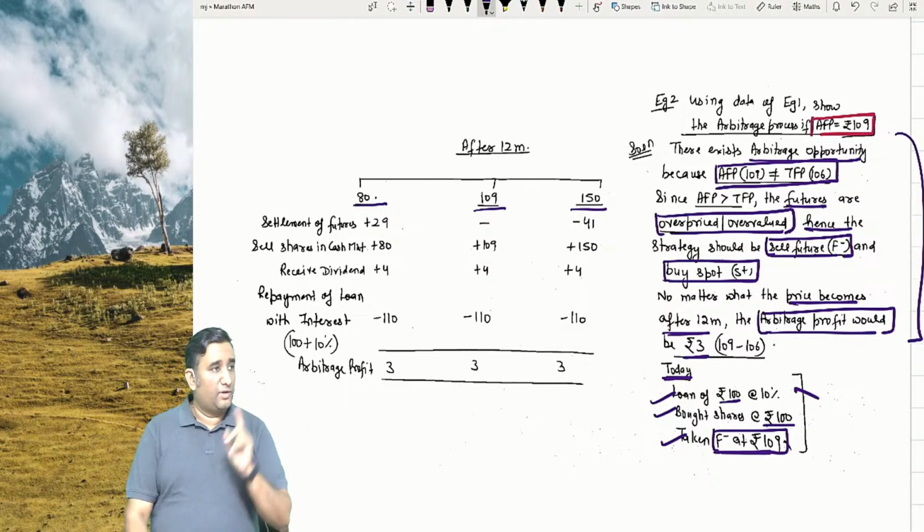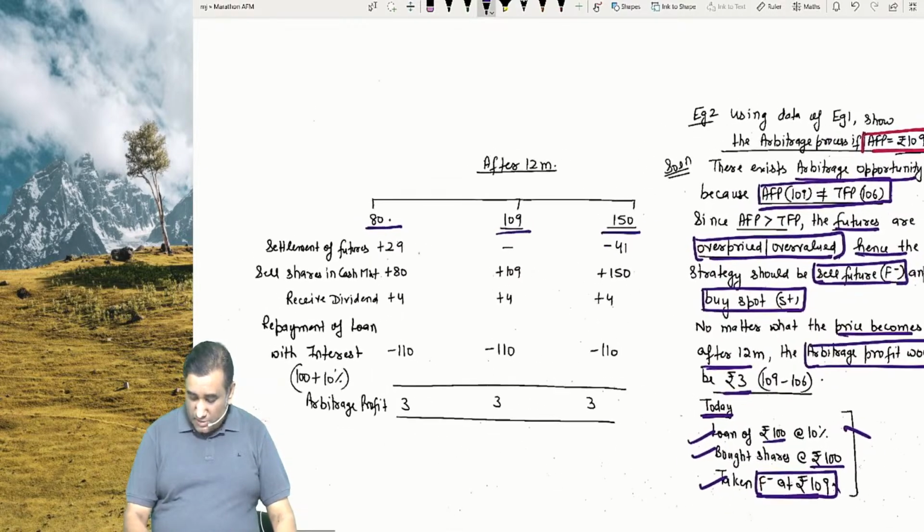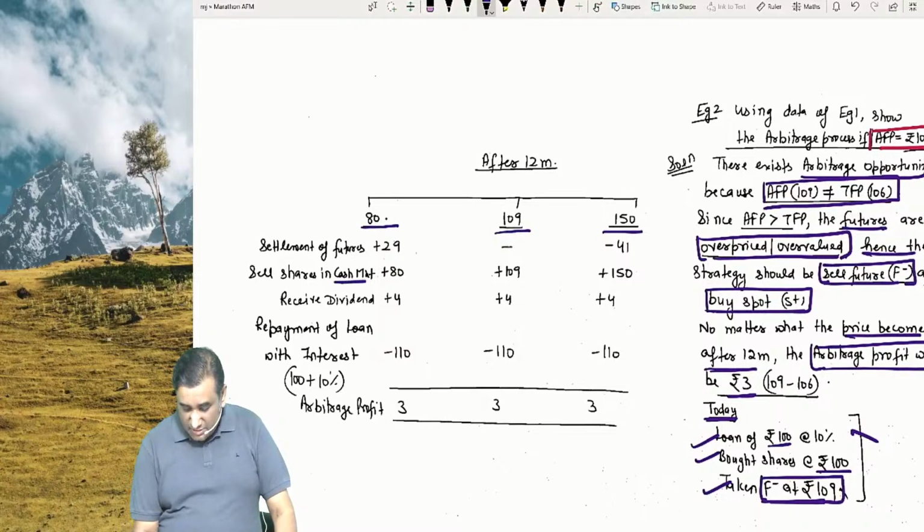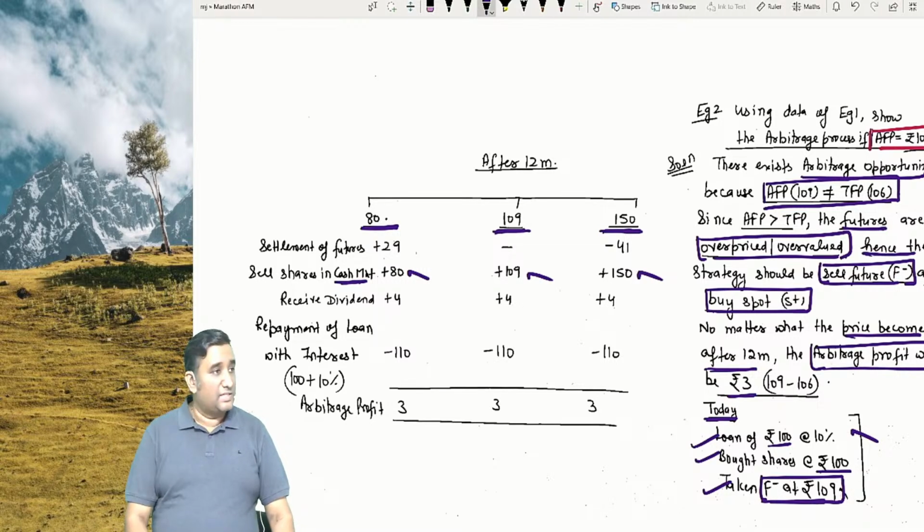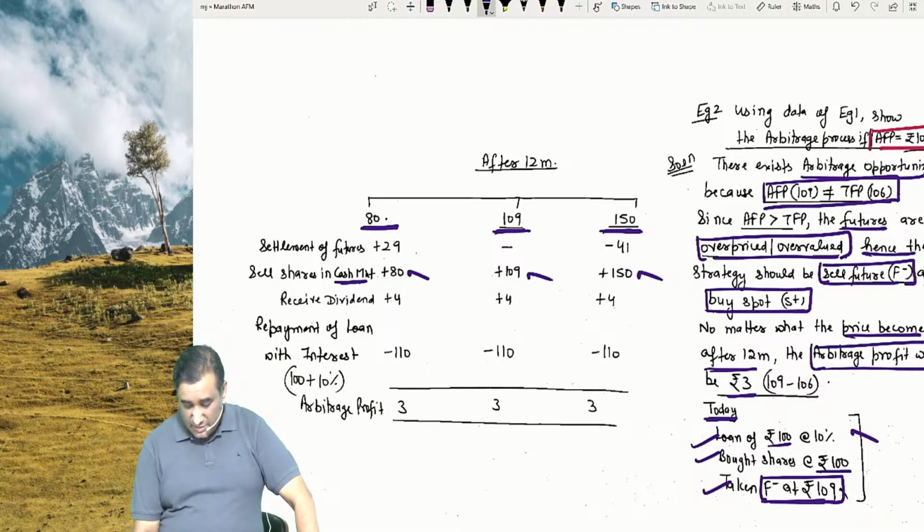Now two positions you have. One, you bought the cash market share. What you do with the shares you purchased: if the rate is 80, sell at 80. If the rate is 109, sell at 109. If the rate is 150, sell at 150. Cash inflow. Settlement of futures. Settlement of futures means, sir, we were F minus. F minus will give me profit when price falls. In the first case, my F minus was at 109. I'll have a profit of 29. In this case, nothing. In this case, loss.